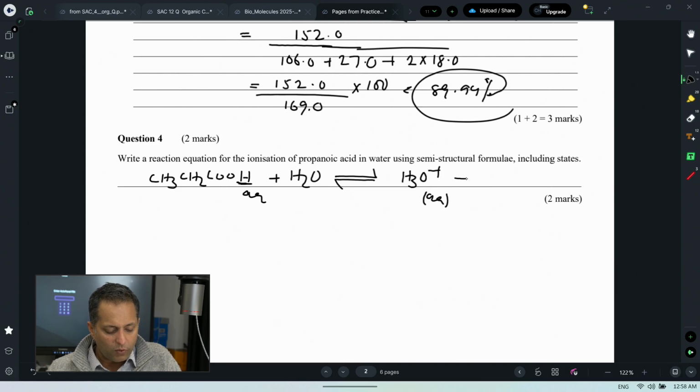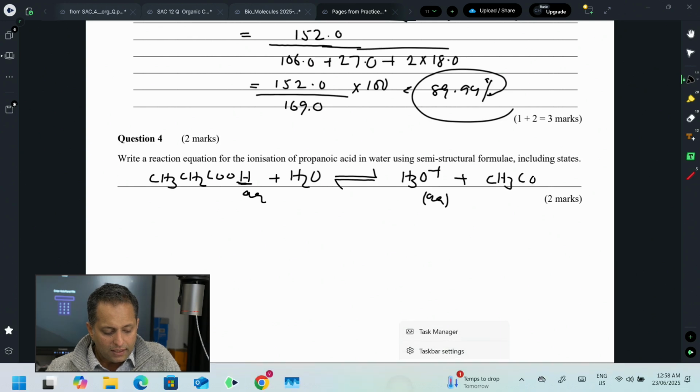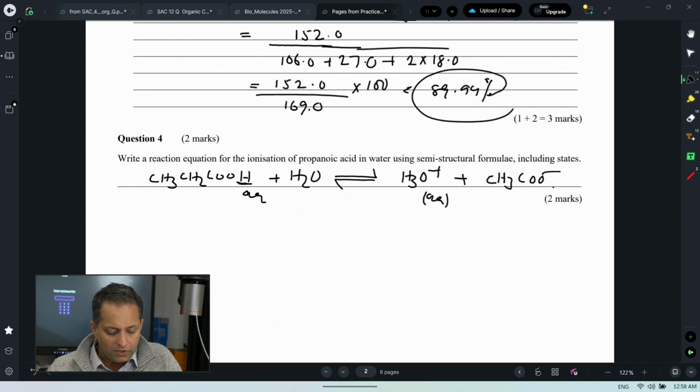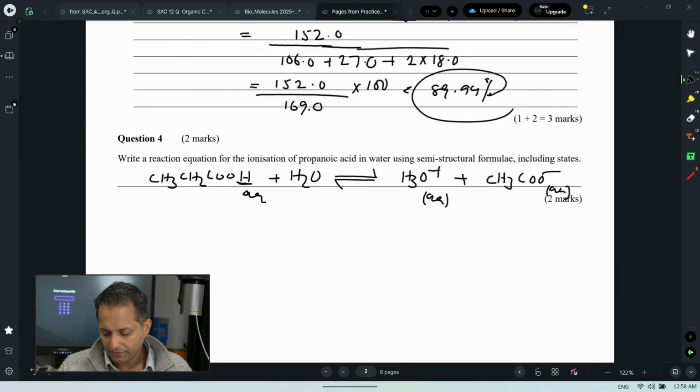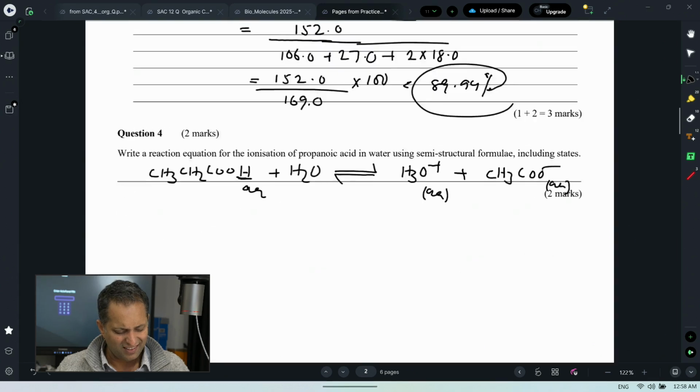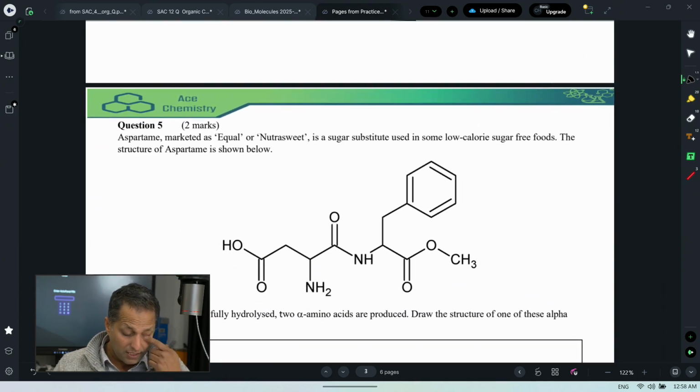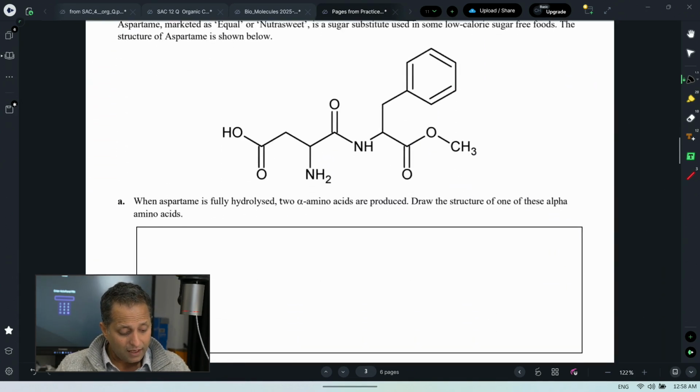Then you get the propanoate ion. When H+ goes away, after leaving that electron, it is going to become CH3CH2COO minus, which is aqueous. Sorry about that. All right. That's simple, isn't it? Why did we have to do a simple question like that? I don't know.